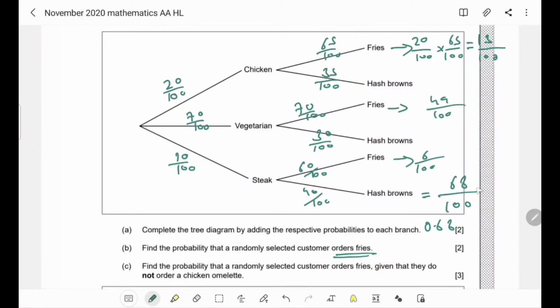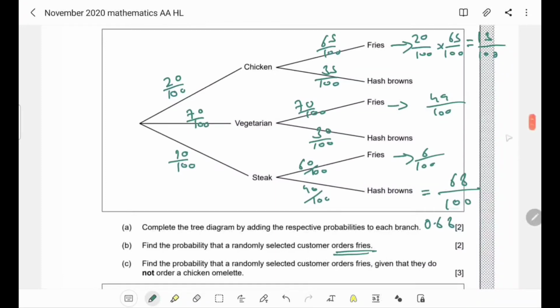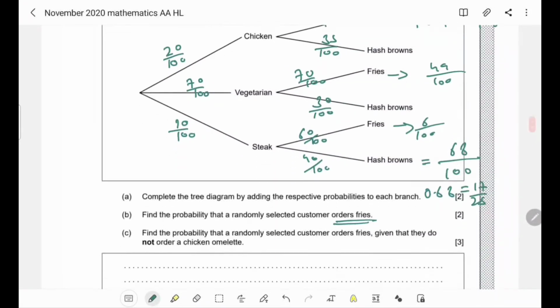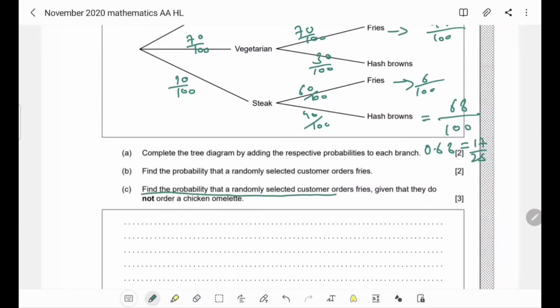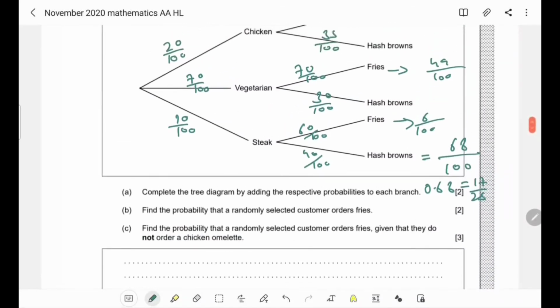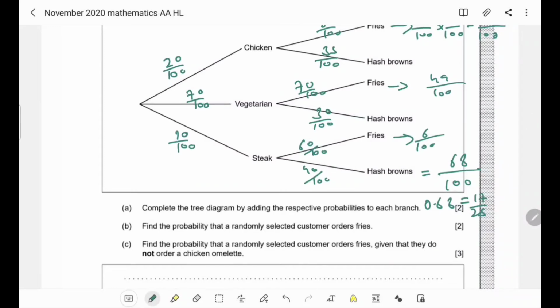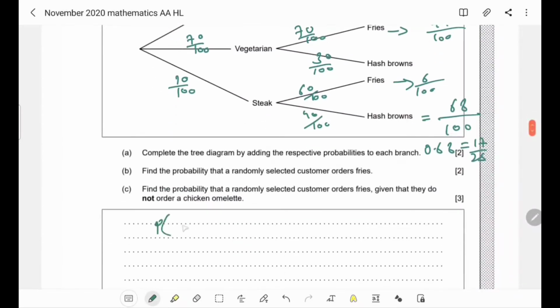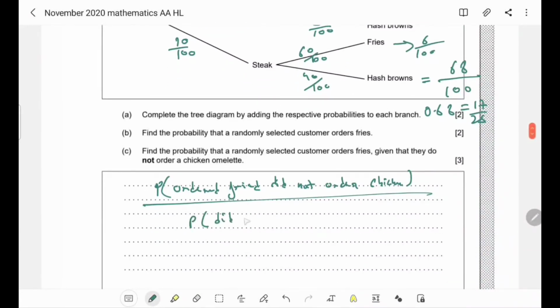Now for the next part, find the probability that a randomly selected customer orders fries given that they do not order a chicken omelette. In this case, we need to find the probability of ordering fries, but we know that the order is not a chicken omelette order. So the probability for this is probability of ordering fries and not ordering chicken omelette, divided by probability of not ordering chicken omelette.